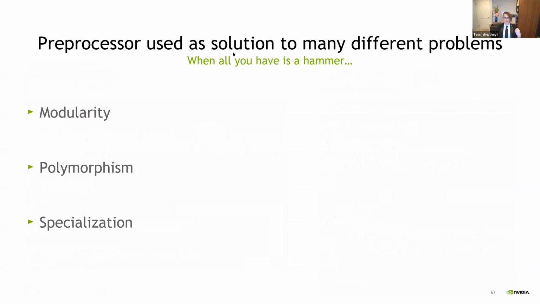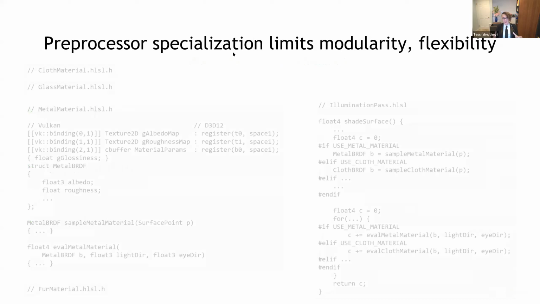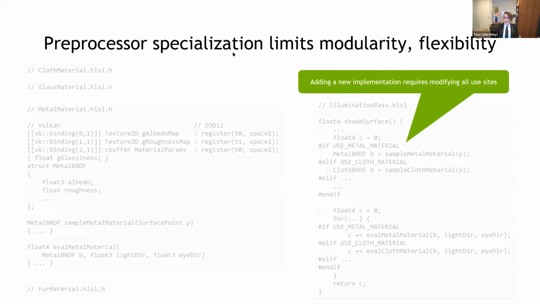So what we're seeing here is a recurring pattern that the preprocessor is being used as a solution to many different problems at once. It's the answer to modularity, it's the answer to polymorphism, and it's the answer to specialization. And that works to a point, but we also know that there are limitations to pure preprocessor-based programming models. And again, we've talked about some earlier, but in the particular case of the surface shader on the right, it's important to note how this impacts modularity and flexibility.